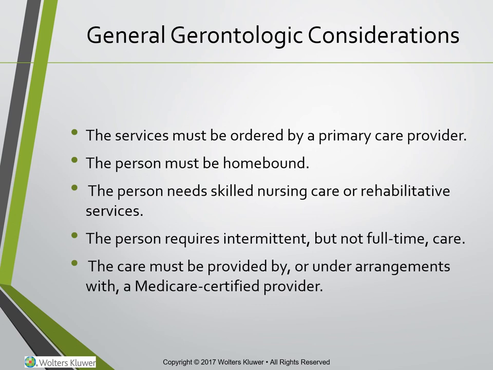General gerontologic considerations. The services must be ordered by a primary care provider. This is a review of home health requirements. The person must be homebound. The person needs skilled nursing care or rehab services. The person requires intermittent but not full-time care. The care must be provided by or under arrangements with a Medicare certified provider.